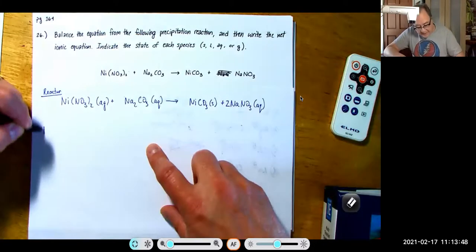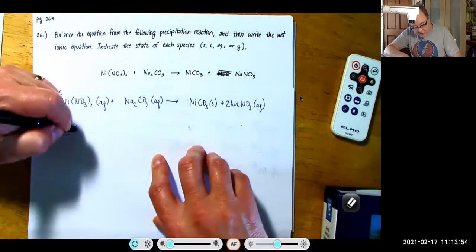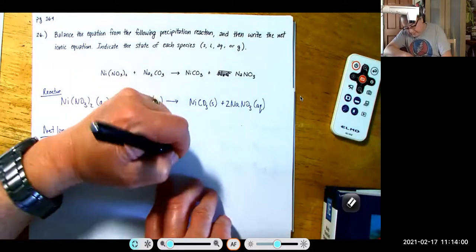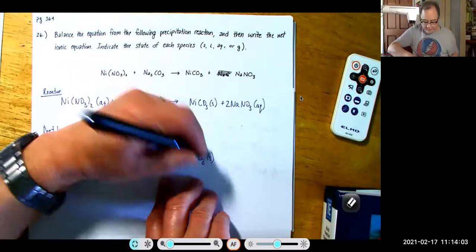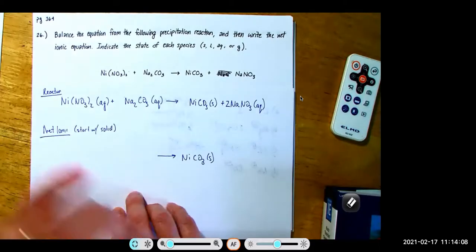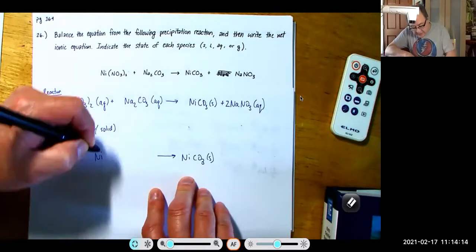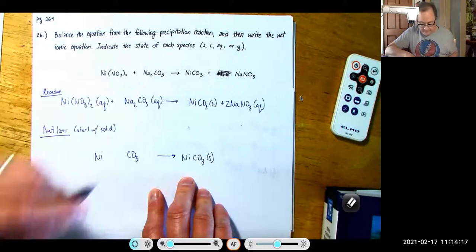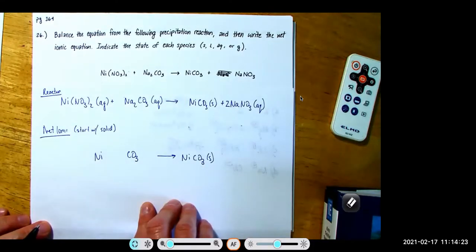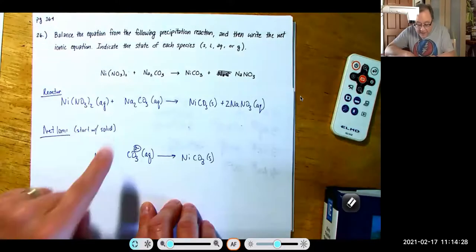Now, to write the net ionic for a precipitation reaction, you start with the solid. That's how you start. Okay. So what do you put on this side? Well, you put down the 2 ions that make this. One of them was nickel and the other one was carbonate. What's the charge on a carbonate? -2.